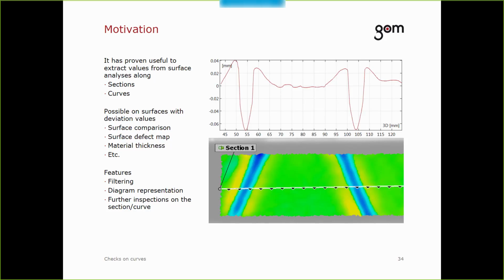In the past, it has proven useful to extract values from surface analysis along sections and curves. In GOM Software 2016, you can extract values of surfaces with deviation values for sections and curves. Some examples are surface comparisons, surface defect maps, and material thicknesses. You can use some filtering options and use the diagram for visualization. In addition, you can do some further inspections on the section or curve. I would like to present the new functionalities live now.